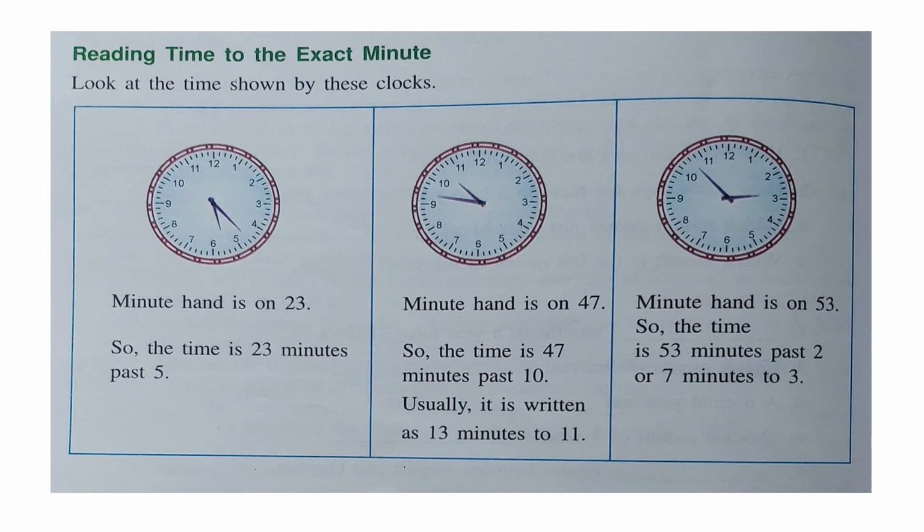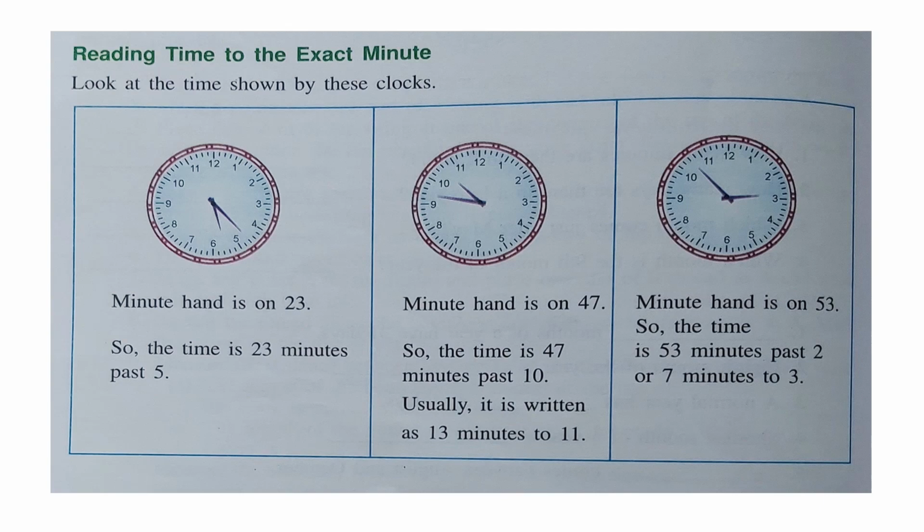Again in the next clock, the minute hand is on 47. On 9 it is 45, on the next line it is 46, on the next line it is 47. So the minute hand is on 47. So the time is 47 minutes past 10, or you can say 13 minutes to 11. Next, in a third clock, the minute hand is on 53. On 10 it is 50, after that 51, 52, 53. So the time is 53 minutes past 2, or 7 minutes to 3.